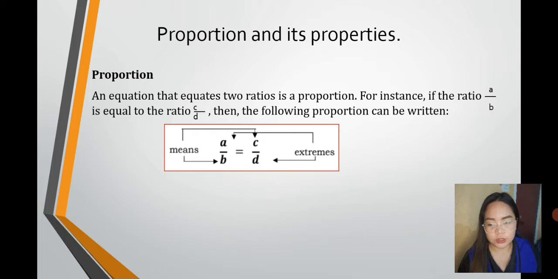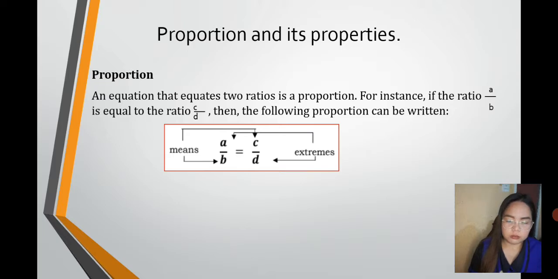Okay, so proportion and its properties. A proportion is an equation that equates two ratios. For instance, if the ratio A over B is equal to the ratio C over D, then the proportion can be written as A over B is equal to C over D. However, if we write the ratio A over B as A is to B and the ratio C over D as C is to D, ang means natin is yung dalawang nasa gitna, which is B and C. And ang extremes natin is A and D.